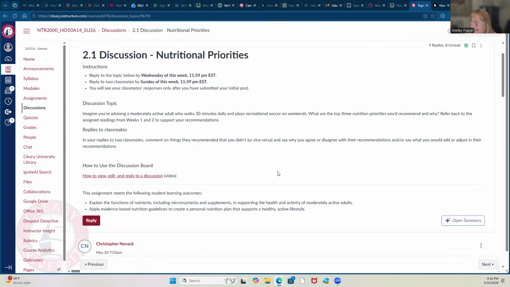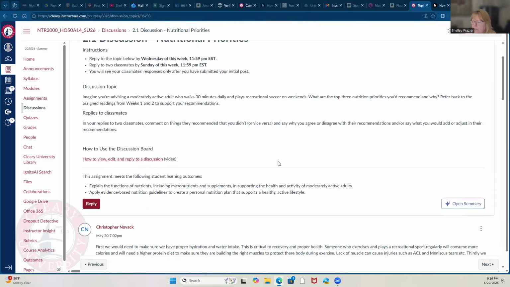For this week, imagine you're advising a moderately active adult who walks 30 minutes daily and plays recreational soccer on the weekends. What are the top three nutrition priorities you recommend and why? For example, you would say carbs: I think carbs are a good thing, and explain why. You can refer back to the assigned readings from weeks 1 and 2 to support your recommendations.